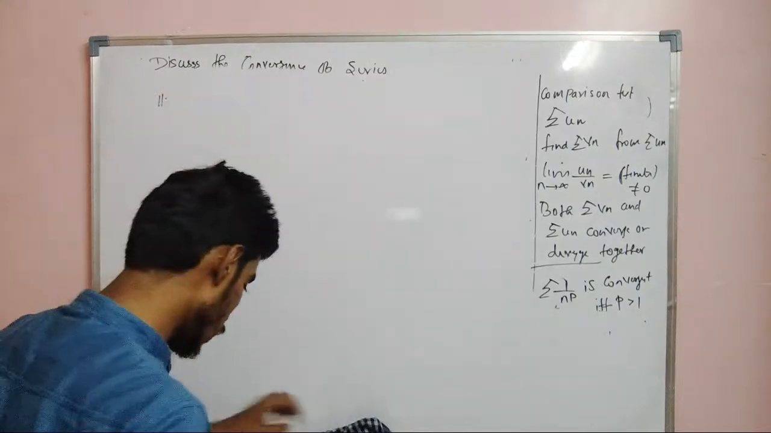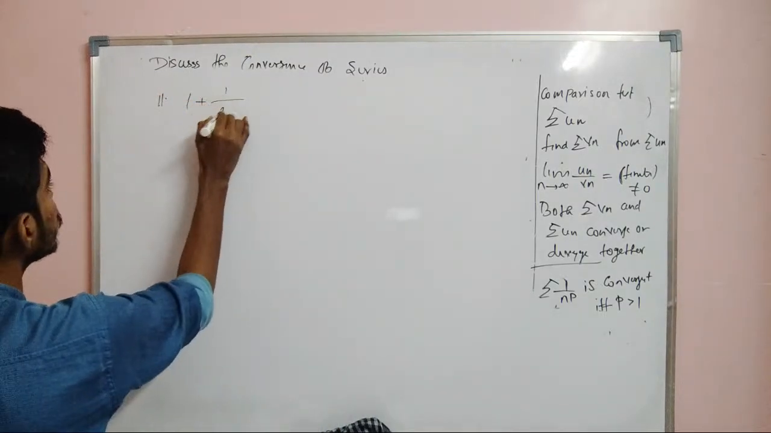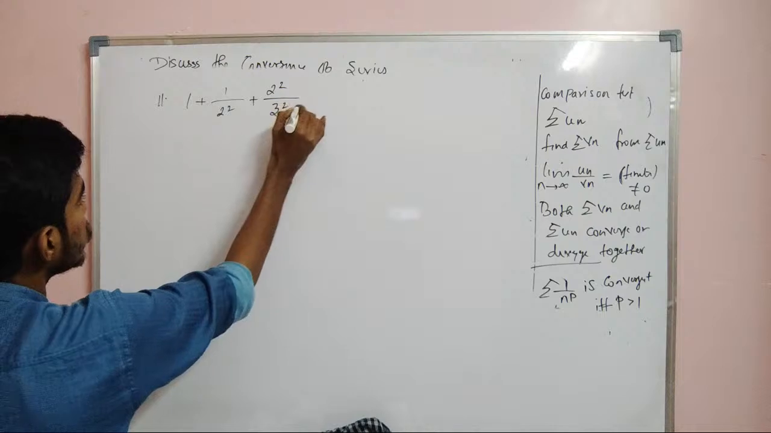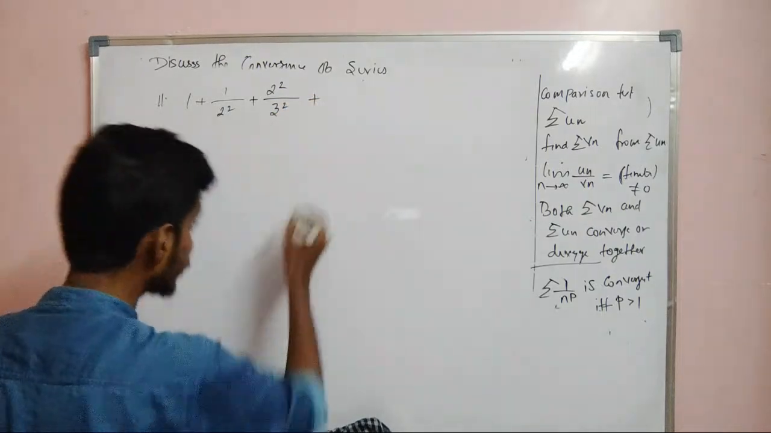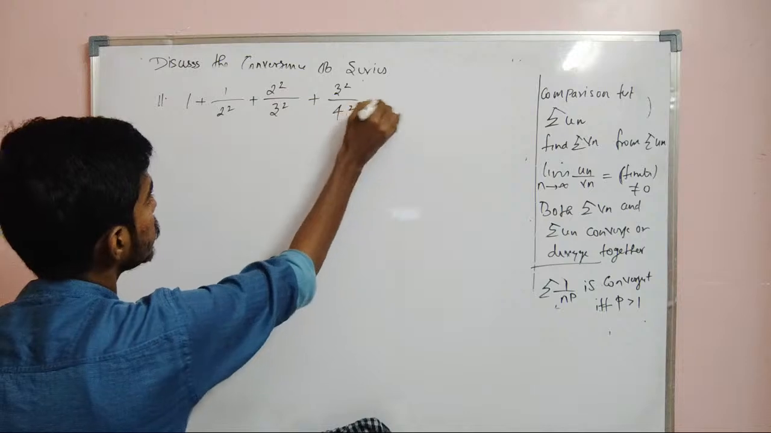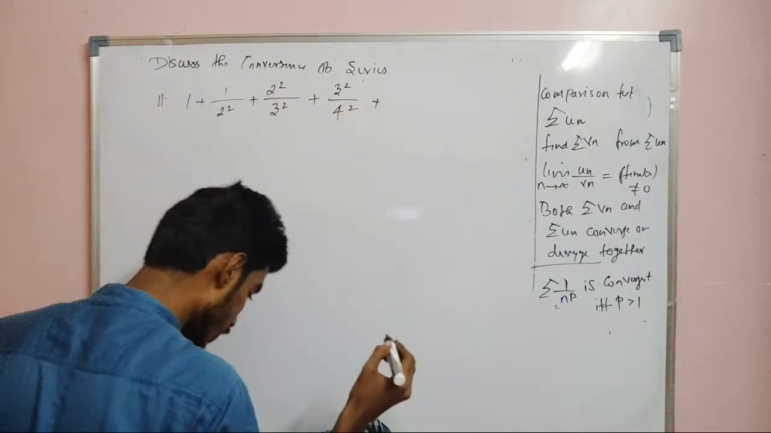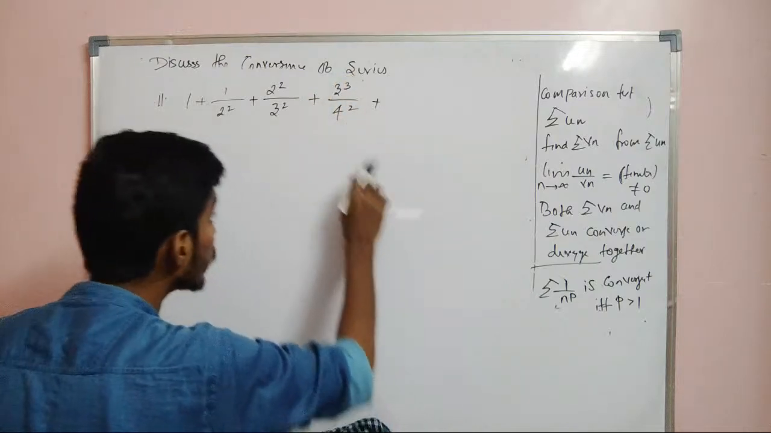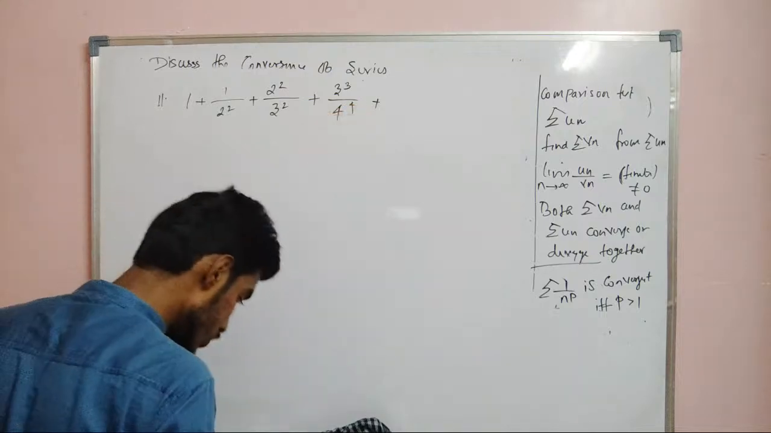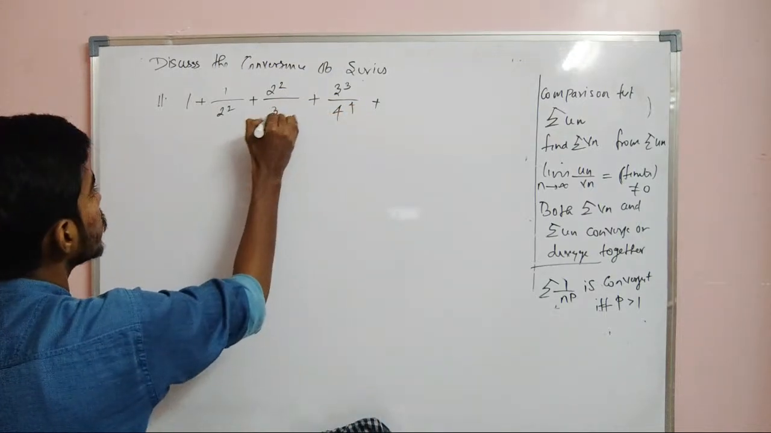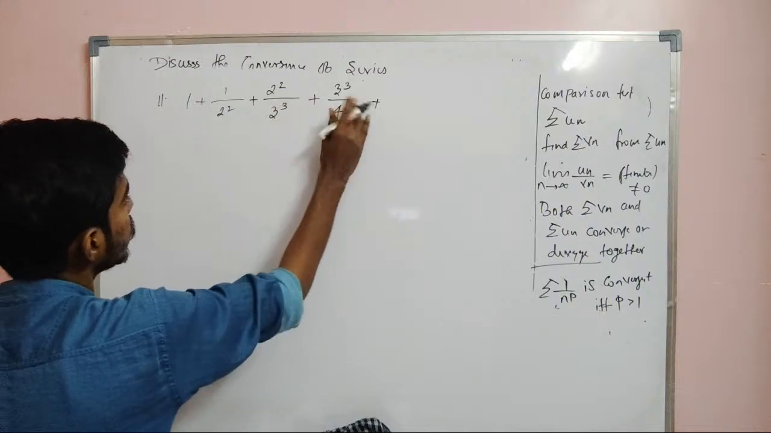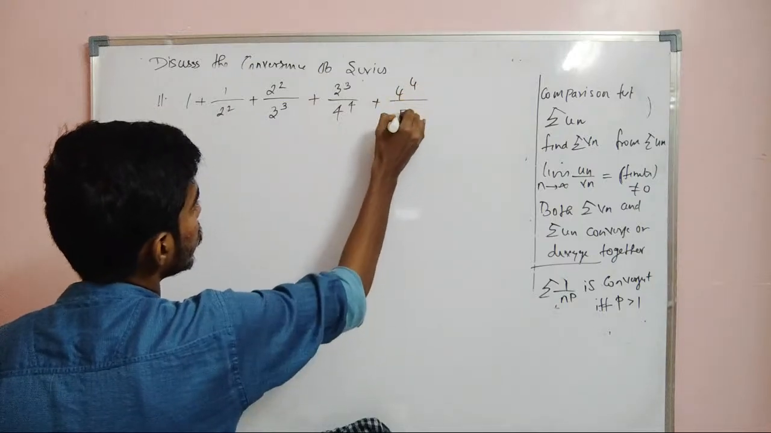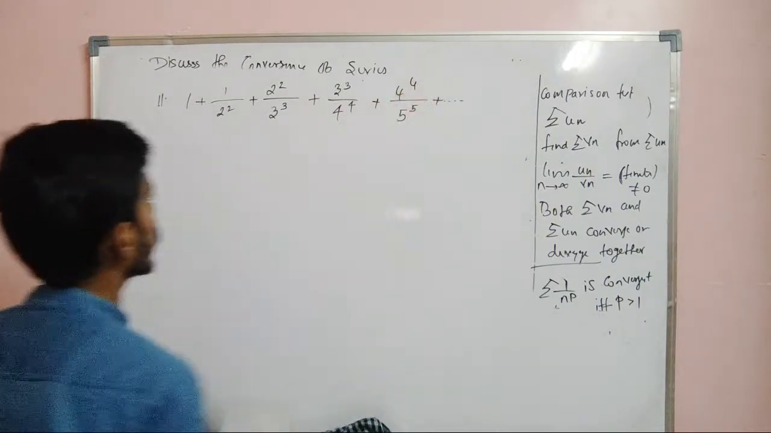The 11th problem is 1 plus 1 by 2 square plus 2 square by 3 square plus 3 square by 4 square plus 3 cube by 4 power 4, 2 cube by 2 square by 3 cube, 3 cube by 4 power 4, 4 power 4 by 5 power 5, and so on, right?